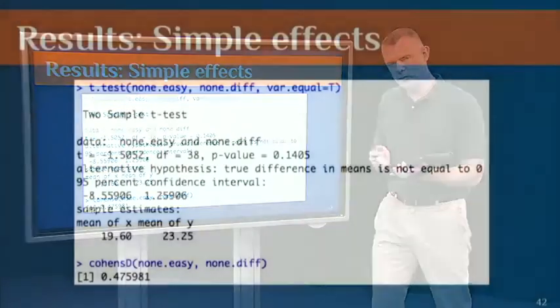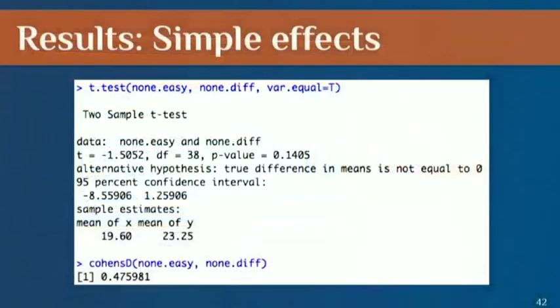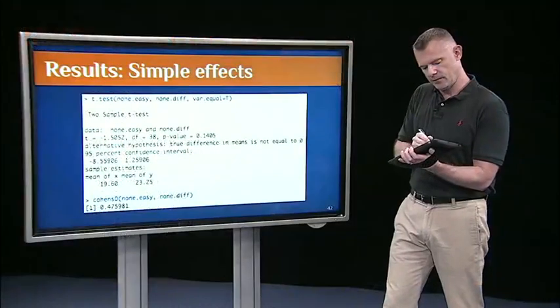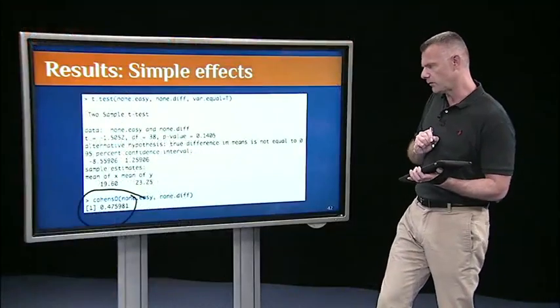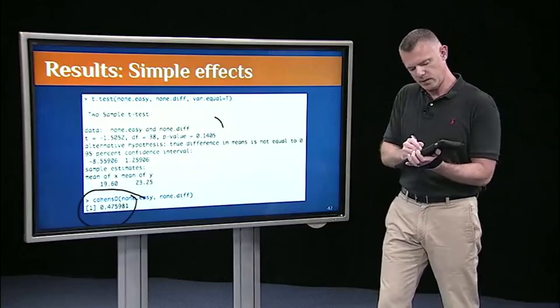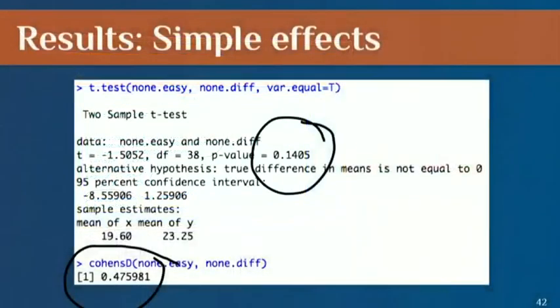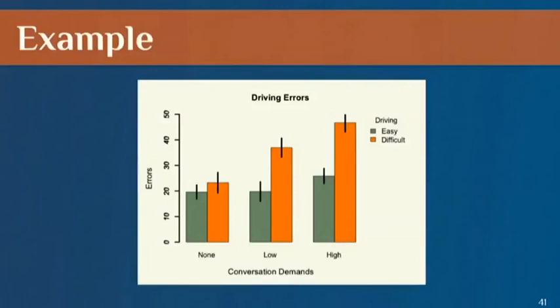And what I did first was I looked to see if the driving difficulty manipulation had a significant effect when there was no conversation. So just the control group, no conversation, did the driving difficulty manipulation have an effect? It had slightly an effect. If you look down at the Cohen's d, it's 0.47. But if you look at the p-value, it's not significant. So if we go back and look at this bar plot, what that's saying is this comparison right here is not statistically significant.